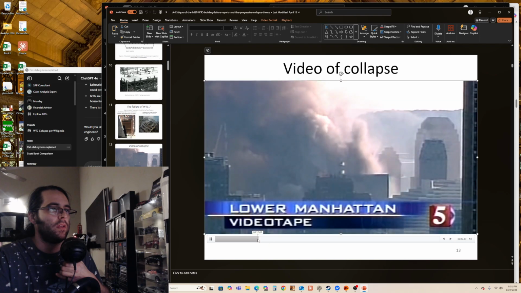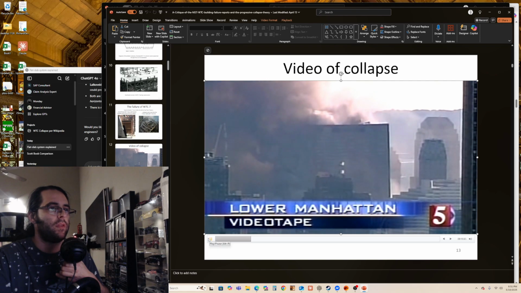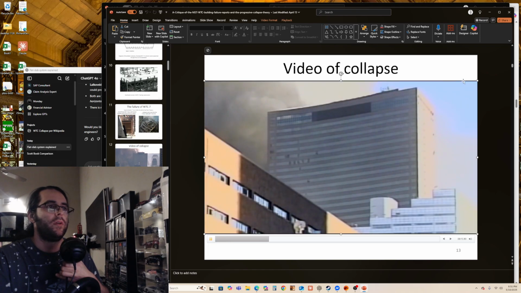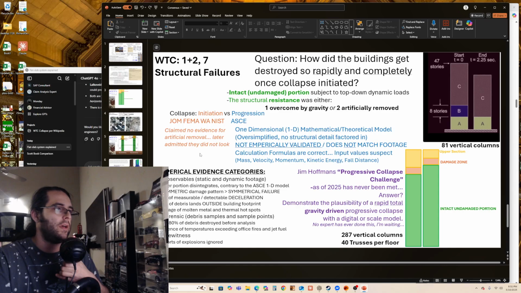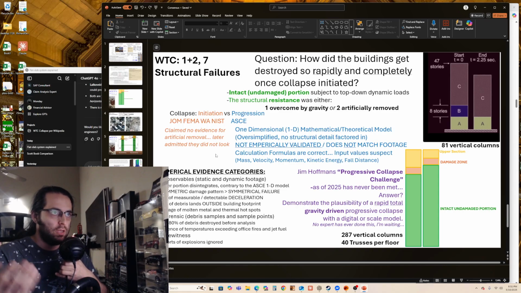They did use the word before, when a building was deliberately destroyed by well-placed dynamite to knock it down. So did they actually use the word brought down, and who was it that was telling you this? The fire department. That's a whole other rabbit hole. I'm trying to stay focused on answering this question. How did the buildings get destroyed so rapidly and completely? In order for the structural resistance to have been overcome, it had to have been overcome by gravity, or the structural resistance of the intact portions had to be artificially removed.